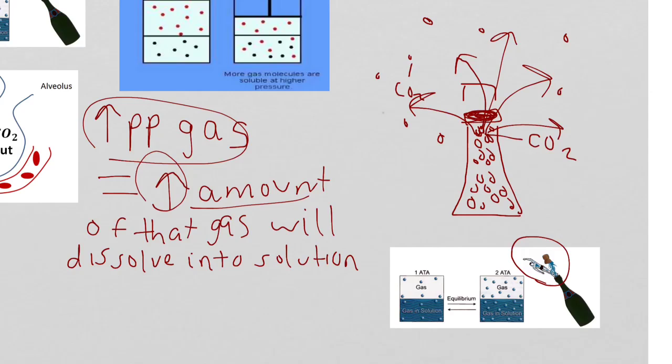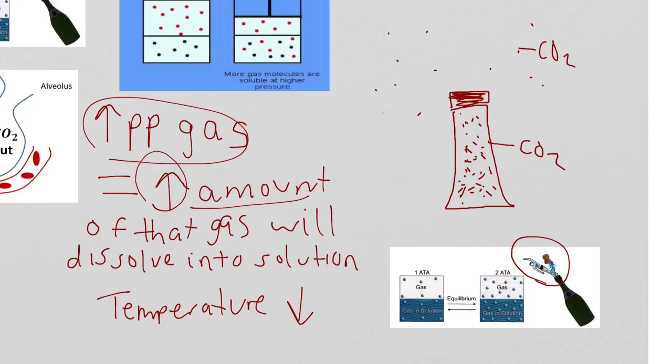Now in Henry's law, temperature is constant. But if we decrease the temperature, if we're diving in colder waters, the more gas will be dissolved in solution. So that's why when you're diving in cold water, you're at a higher risk for decompression sickness, because the colder the temperature, the lower the temperature, the more gas that will be absorbed.